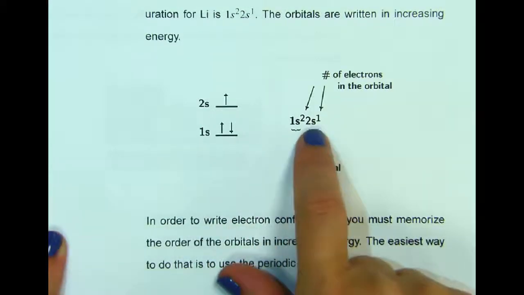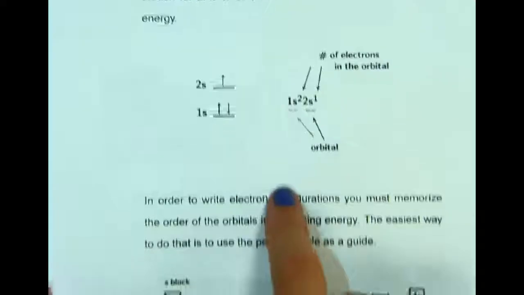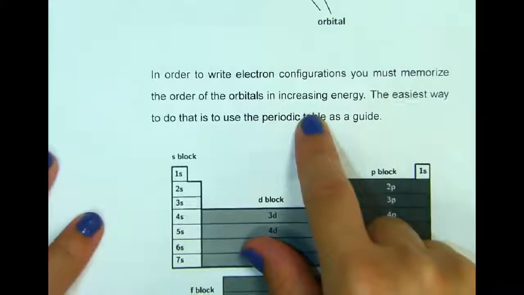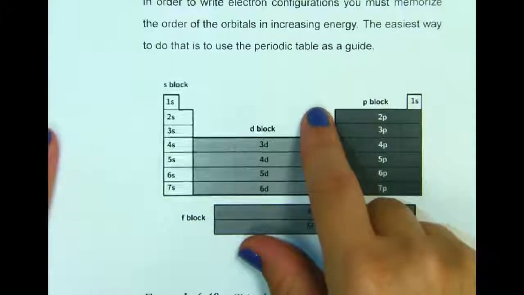Each of these represents our orbitals, and you can have a total of 2 electrons per orbital. In order to write electron configurations, you must memorize the order of the orbitals of increasing energy. The easiest way to do that is to use the periodic table as a guide.